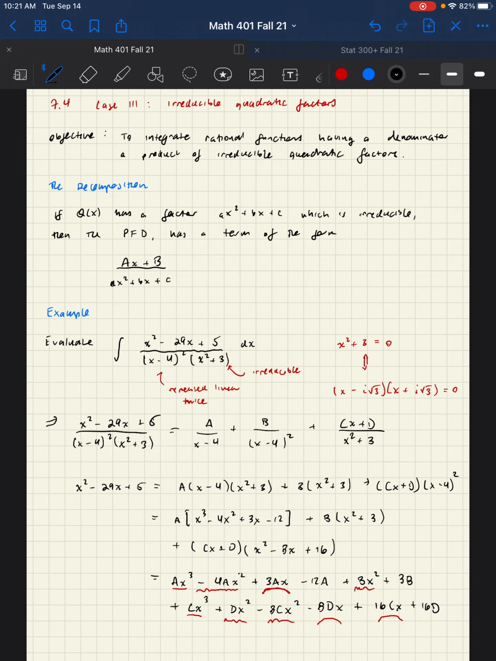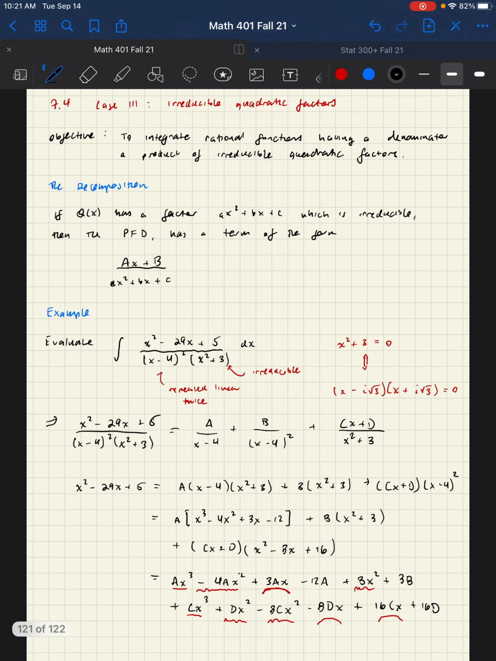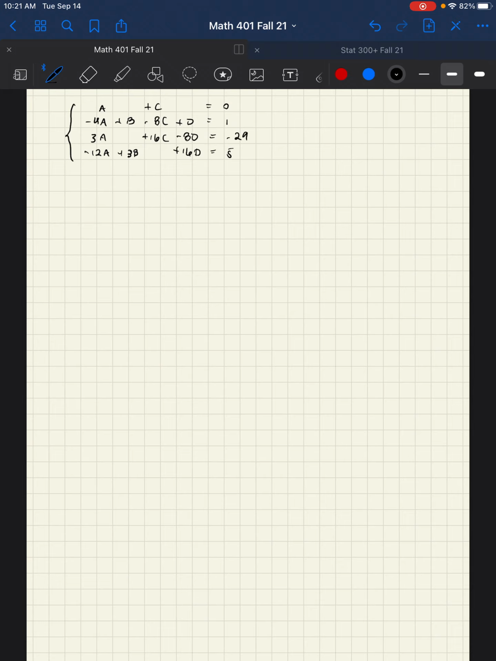Plus 16d, yeah. Does that look right? Yeah. Equals 5. Okay. So you can solve this in any way that you want.